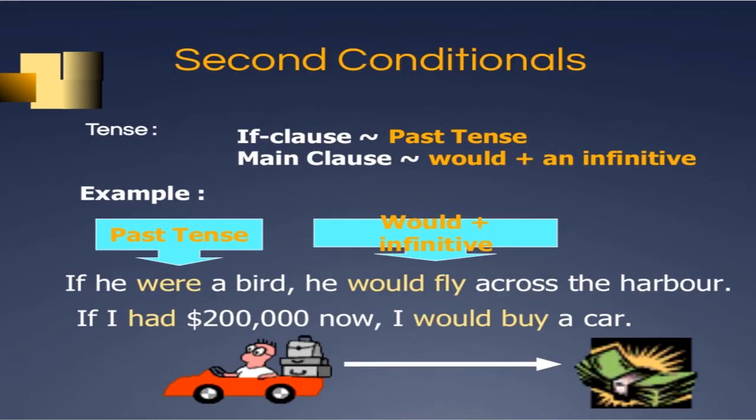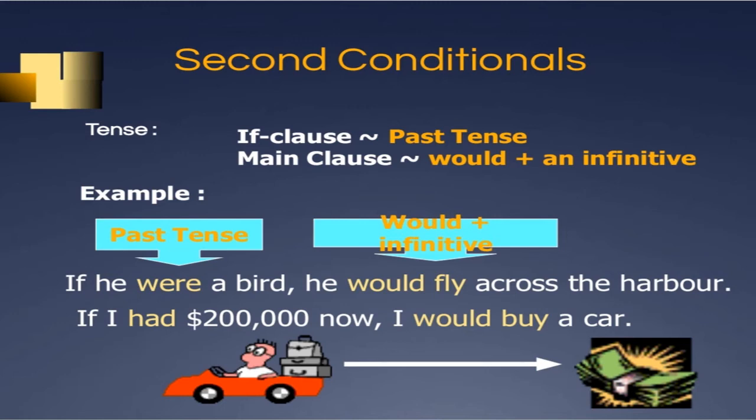In the second condition, we use simple past tense with the if clause, and we use would plus an infinitive with the main clause. For example, if he were a bird, he would fly across the harbor. If I had $200,000 now, I would buy a car.